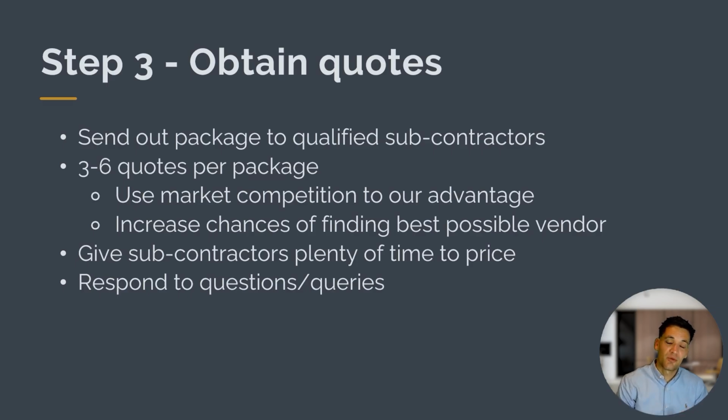Then in step 3, we obtain quotes for this package of works. We send out the package to qualified subcontractors. We get 3 to 6 quotes for each of the packages. So we use market competition to our advantage. We leverage competition between subcontractors and suppliers to get the best possible value for the minimal cost, and we increase the chances of finding the best possible vendor. We give subcontractors plenty of time to price. They've got our detailed description of the scope, so they know exactly what we want, and then we respond to any questions or queries. So we manage the tender process.